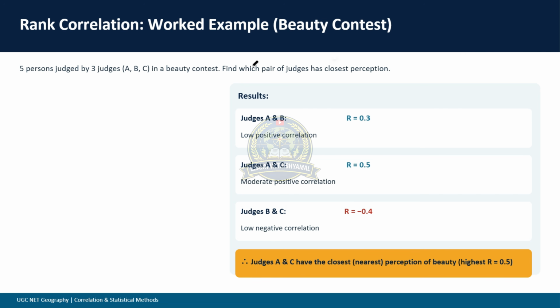Example: beauty contest. 5 persons judged by 3 judges, A, B, C, in a beauty contest. Find which pair of judges has the closest perception. Result: judges A and B, low positive correlation, r = 0.3. Judges A and C, moderate positive correlation, r = 0.5. Judges B and C, low negative correlation, r = -0.4. Judges A and C had the closest perception of beauty, highest r = 0.5.